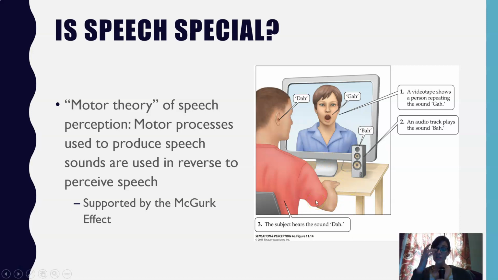What's very interesting is that the subject ends up reporting hearing da, which actually makes sense when you think about it. Ba is at the front, ga is at the back, and when you combine these signals, you get something that's in the middle. Da is produced at the alveolar ridge, at the middle of the vocal tract, the halfway point between the frontward sound of ba and the back of ga.